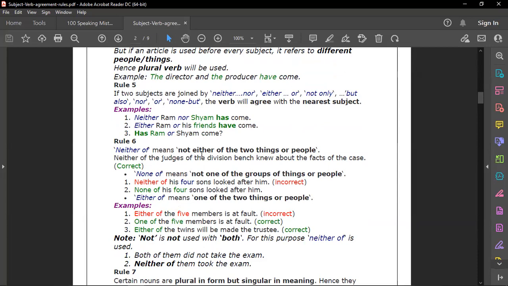So neither of means not either of the two things or people. Neither of the judges of the division bench knew about the facts of the case. Correct. Neither of the judges of the division bench knew about the facts of the case. None of means not one of the groups or groups of things or people. Like neither of his 4 sons looked after him.